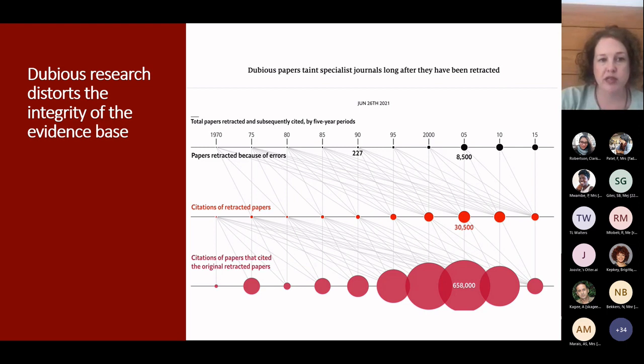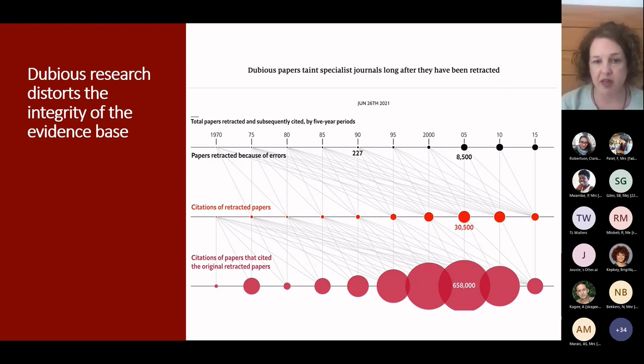And how it ends up distorting the integrity of the evidence base is nicely depicted in this diagram that came out of the Economist article. If you look at the diagram, the top bar is papers that were retracted because of errors. You can see it dates back to the 1970s, and that timeline runs right up till 2015. The middle bar is the number of citations of those retracted papers. Despite the fact that they were retracted, there were still academics citing them. And then the bottom bar is citations of papers that cited the original retracted papers. So you can see the sort of exponential growth of citations of dubious research.